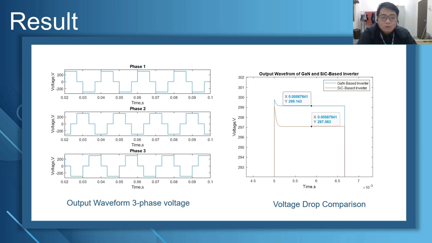The input voltage of our inverter is 300 volts, and we can see that the output voltage of the gallium nitride based inverter is 299, and the silicon carbide based inverter is 297. So it shows that the gallium nitride has a smaller voltage drop compared to the silicon carbide based inverter.